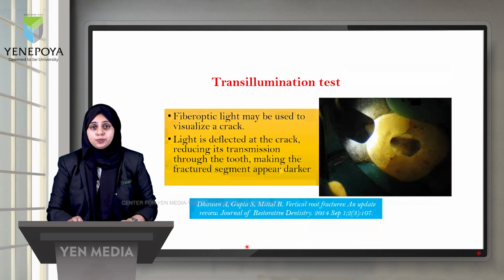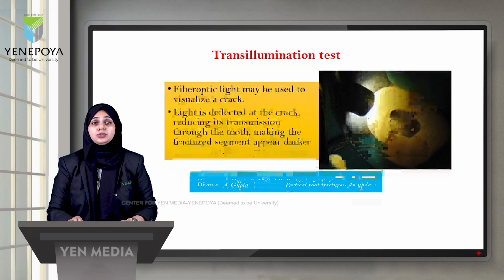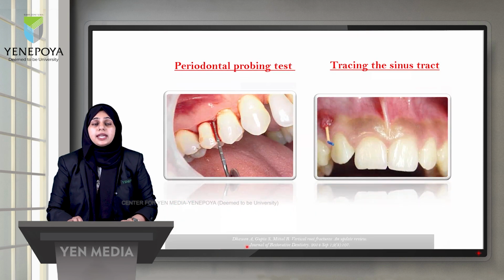A sharp probe may aid in identifying a fracture line where separation has not occurred. Coming to the trans-illumination test. The curing light which we use for composites, a fiber optic light, can be used to visualize a crack. The fractured segments appear darker as light is reflected at the crack, reducing its transmission through the tooth.